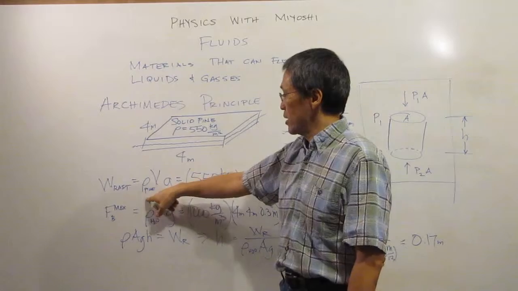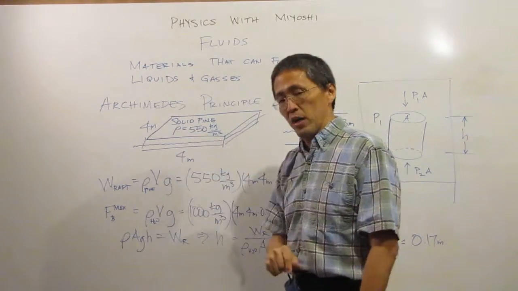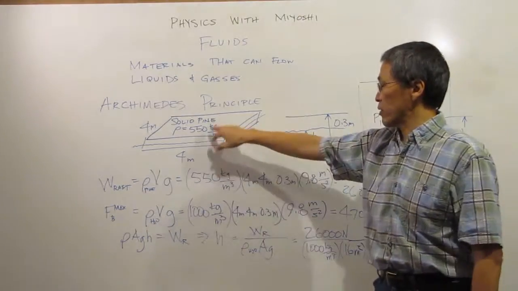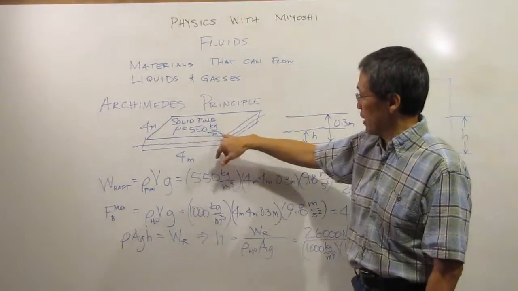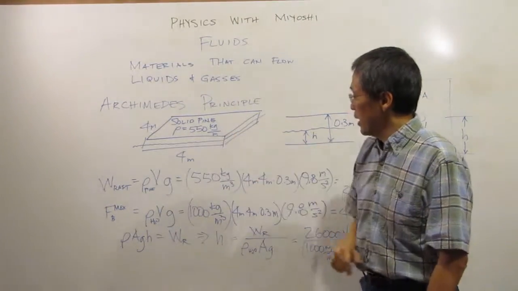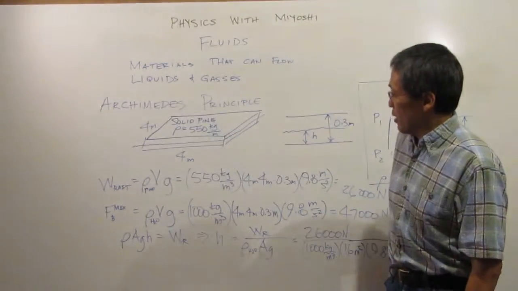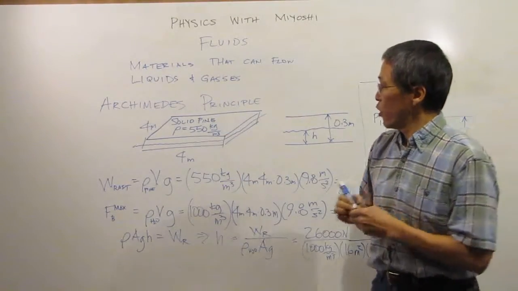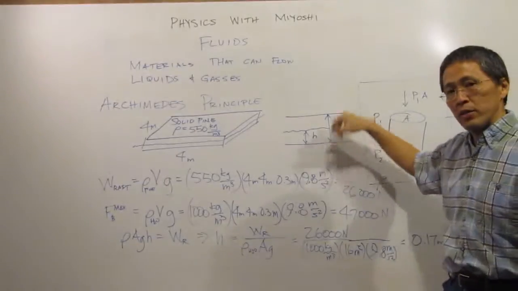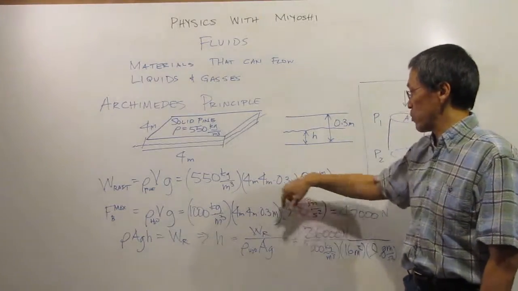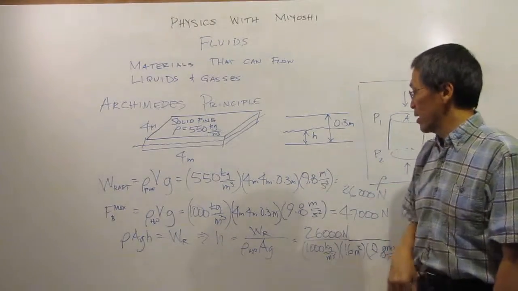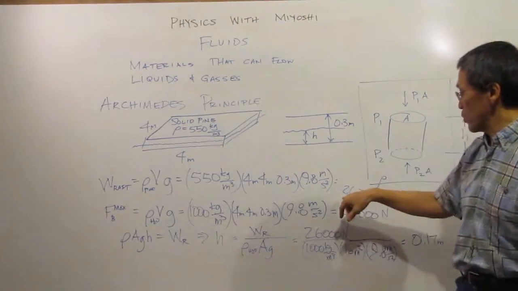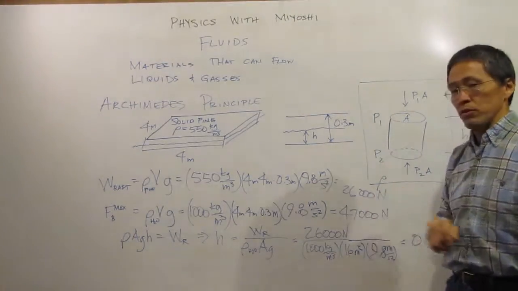So the weight of the raft is our rho of our pine times the volume of our pine raft times the acceleration due to gravity. So it's 550 kilograms per meter cubed, multiplied by our area, which in this case happens to be 4 meters times 4 meters, times our height, which is 0.3 meters. And then multiply that by our 9.8 meters per second squared, which of course is our acceleration due to gravity. We get something like 26,000 newtons.